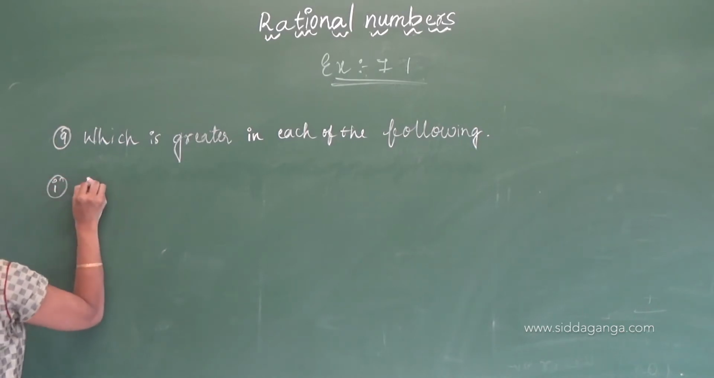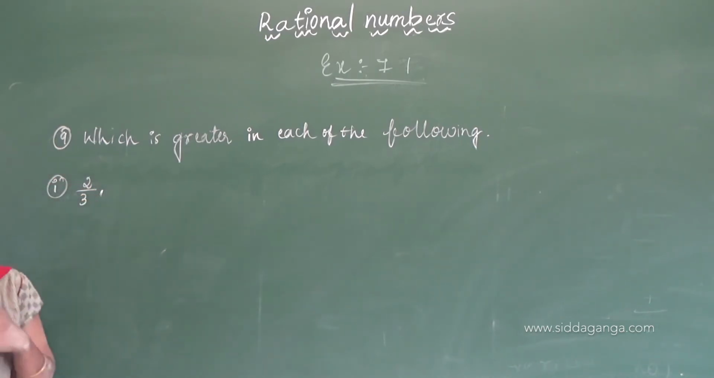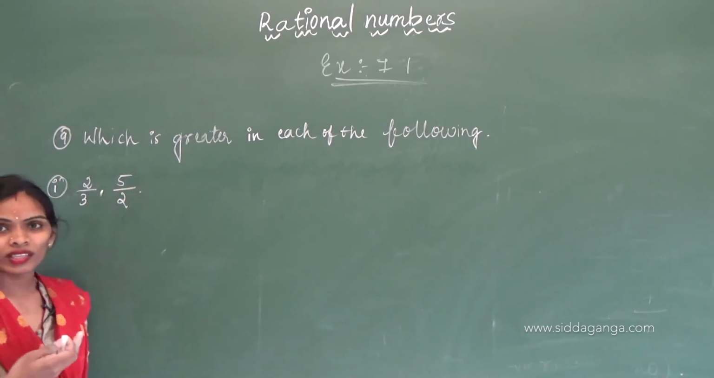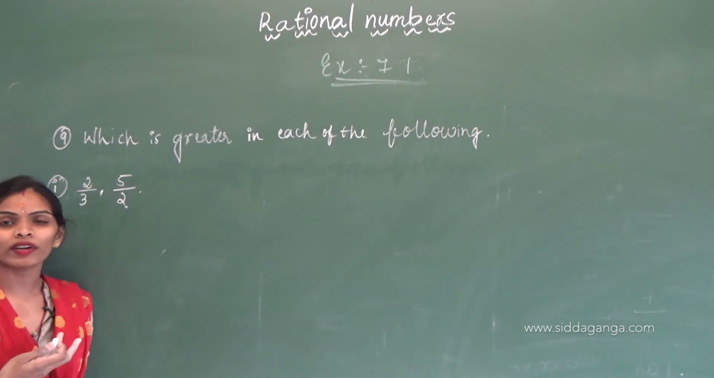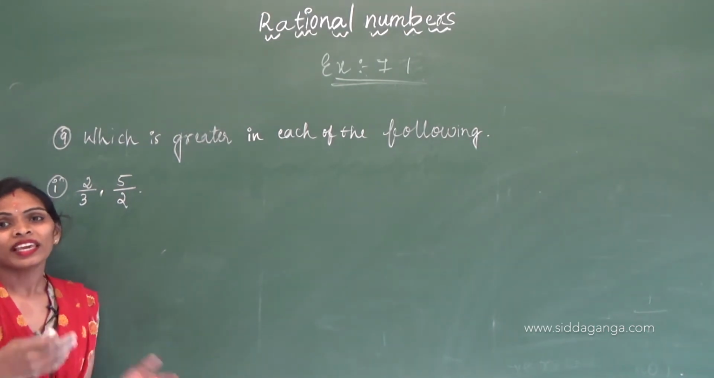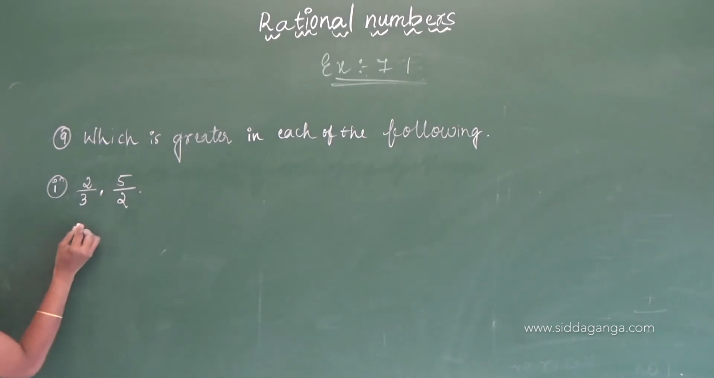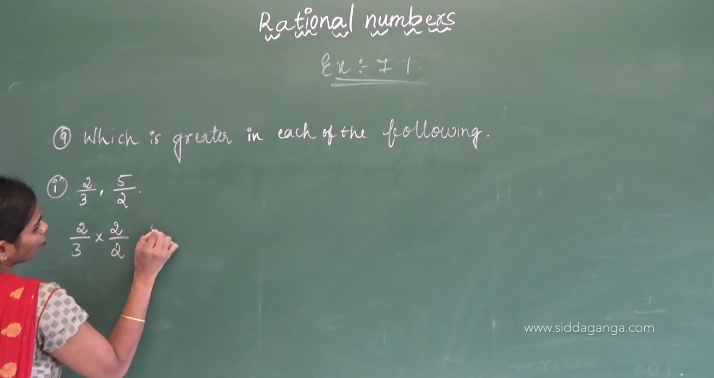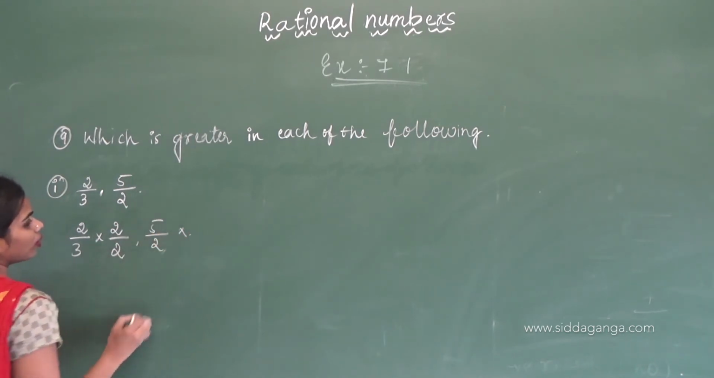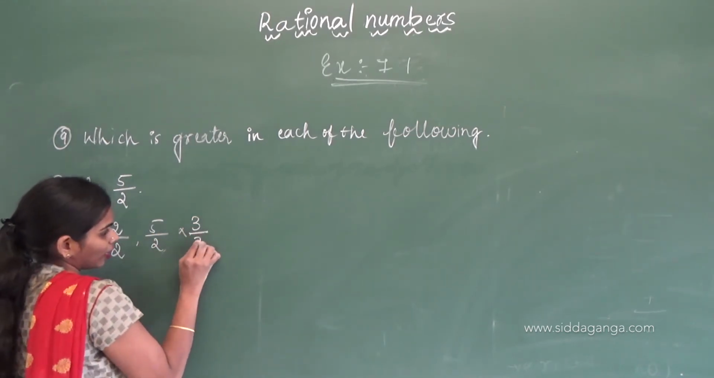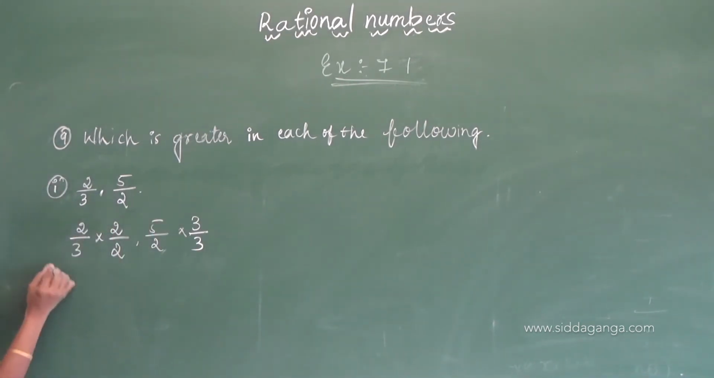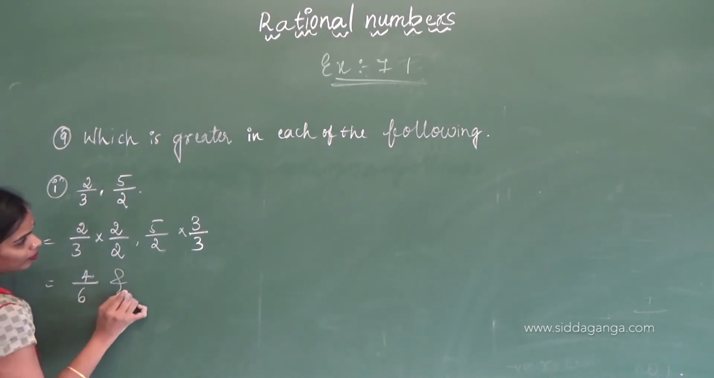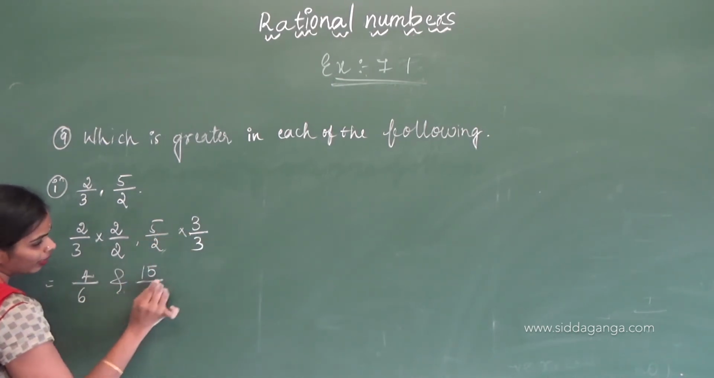First question, 2 by 3, 5 by 2. If you see this one, these two are unlike fractions. We have to convert them into like fractions, that means equivalent rational numbers. 2 by 3 into 2 by 2, 5 by 2 into 3 by 3, correct? 4 by 6 and 15, 5 3s are 15 by 6.